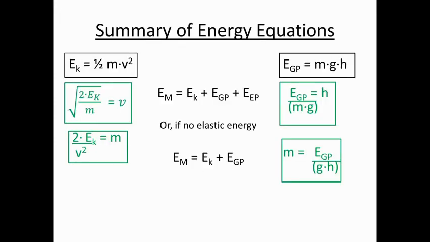So to sum up, here are all your energy equations that we've really dealt with so far. We've got the kinetic energy equation and then rearranged for speed and mass. We have the gravitational potential energy equation rearranged for height and rearranged for mass. And then our new equation today, the mechanical energy, is the kinetic plus the gravitational plus the elastic potential, although we really didn't do any examples with elastic potential. So you can really just think about it as the total mechanical energy is usually the kinetic plus the gravitational for the examples we're doing.